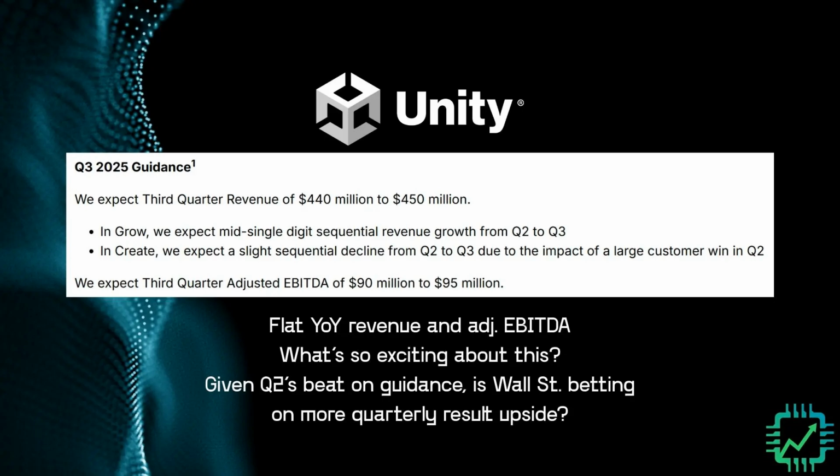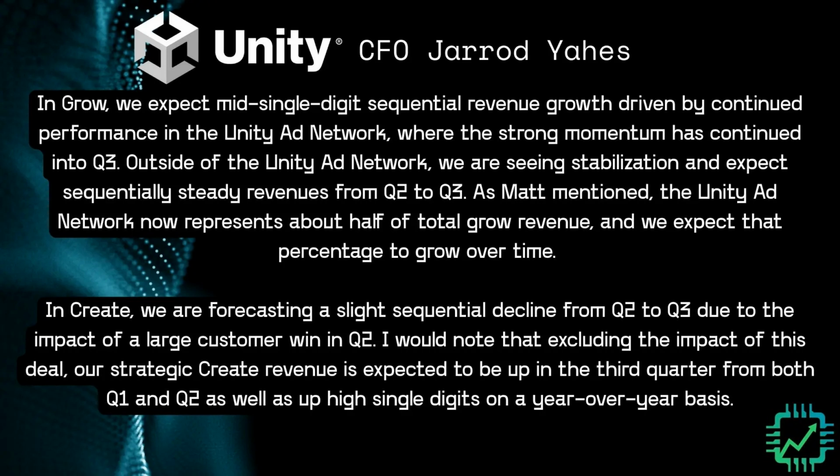But okay, the stock cheapness is now gone. If you've looked at the stock price, the stock has had a great first half of 2025. But what's the upside now? And it's going to be in this grow segment predominantly. The CFO comments that they are seeing some strong momentum in the segment, and the Unity ad network represents about half of the total grow revenue. And so they feel like that part of the business is actually going to see some growth.